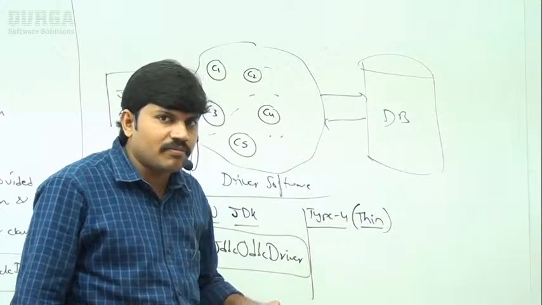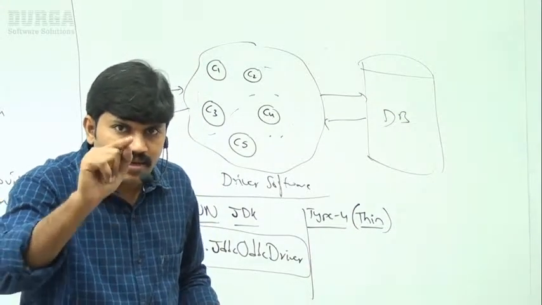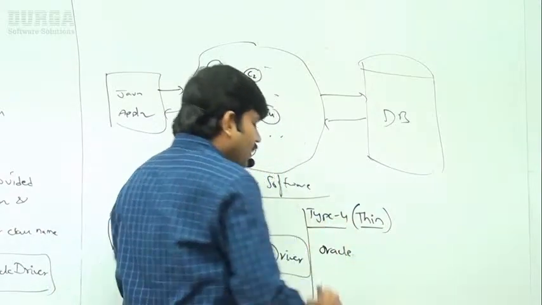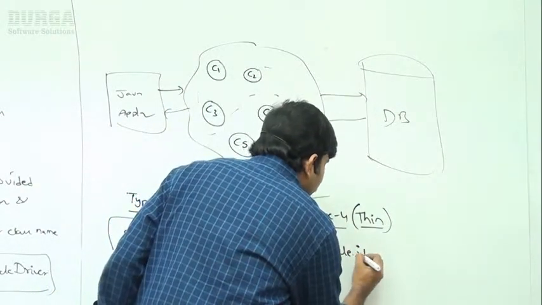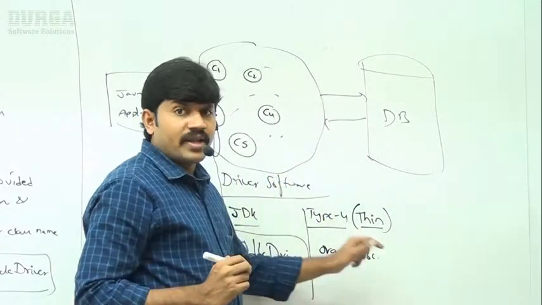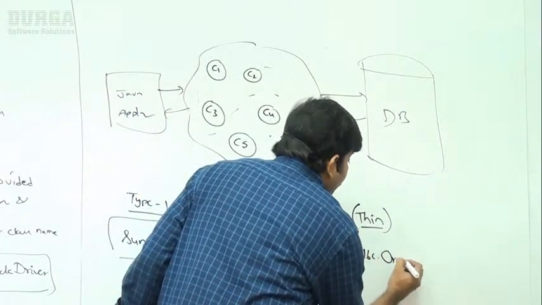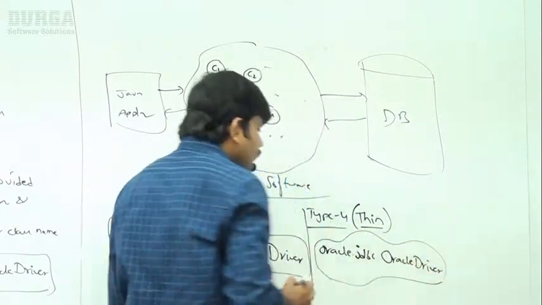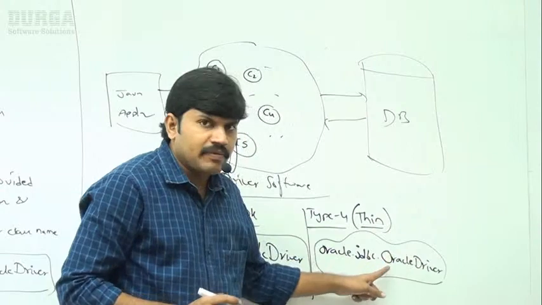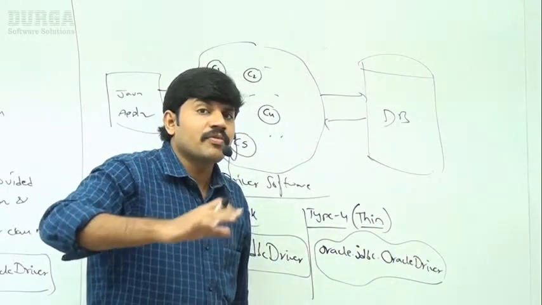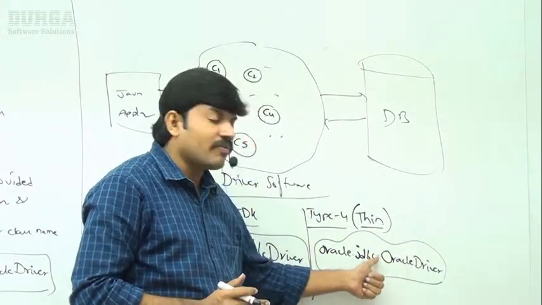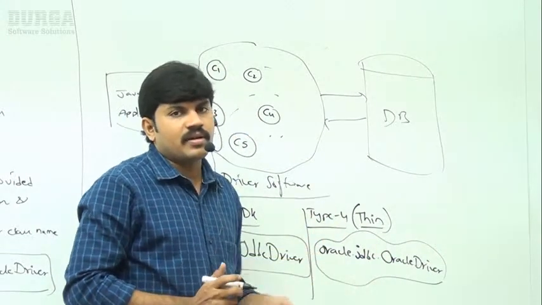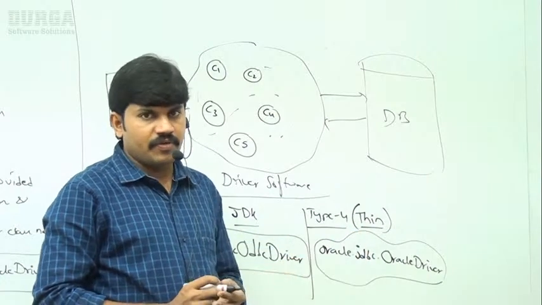In this driver software, a driver class name should be there or not? Yes. What is the corresponding driver class name? It is oracle.jdbc.OracleDriver. This is the driver class name present inside the type 4 driver software, or thin driver software. Everyone can understand?